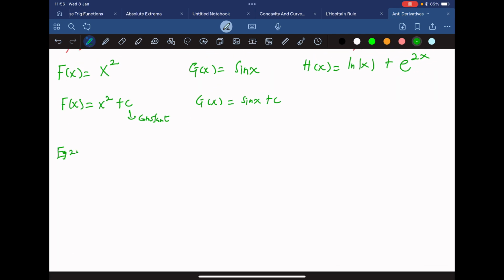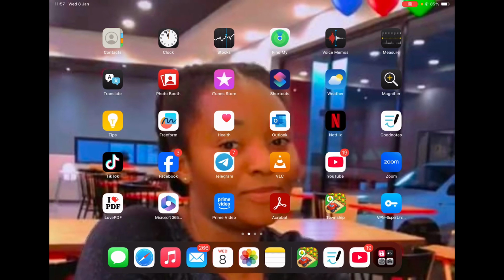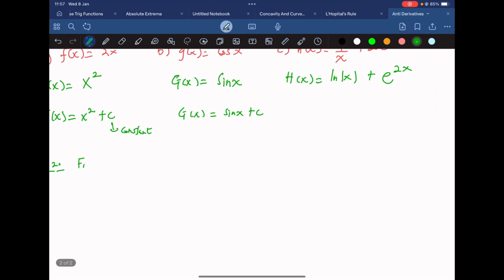Which is example 2. We have to find the antiderivative of f of x equal to 3x squared that satisfies F of 1 equal to minus 1.